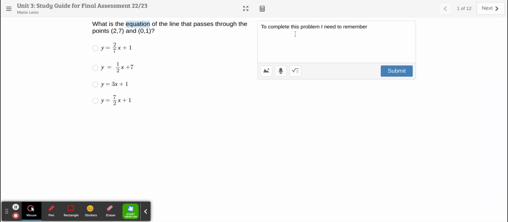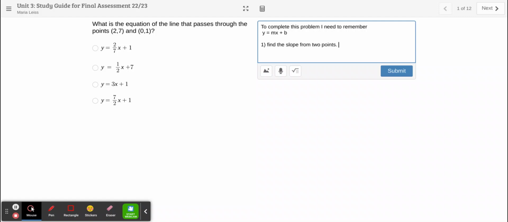Looking at this first question, it says, what is the equation of the line that passes through these 2 points? So first thing I need to tell myself, to complete this problem, I need to remember that an equation should look like this. An equation should look like y equals mx plus b. Meaning, the first thing I need to be able to do is to find the slope. Now, what I notice is on a graph, I would be able to find the rise and the run, but I don't have a graph for this question.